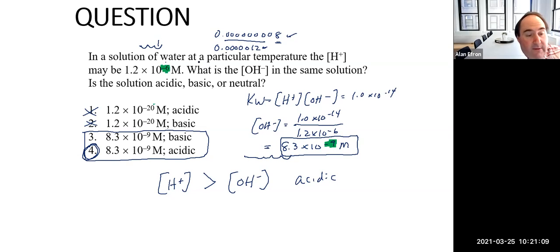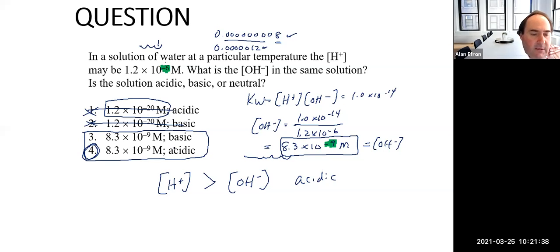Why did we get rid of answers number 1 and 2? We got rid of answers number 1 and 2 because that value for OH minus would have been 1.2 times 10 to the minus 20, which is not right. This here is our OH minus concentration. So these two we were able to eliminate automatically because they didn't have the right value for OH minus. Other questions on that?